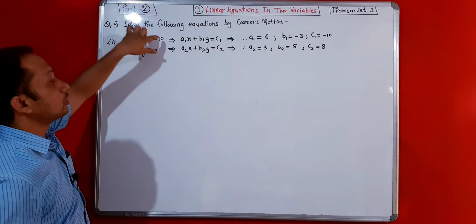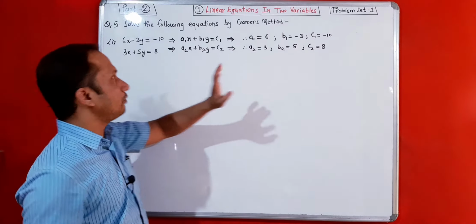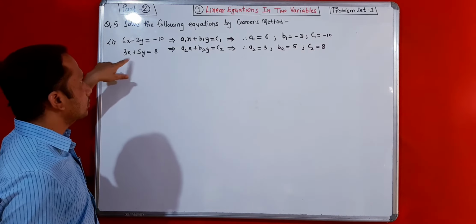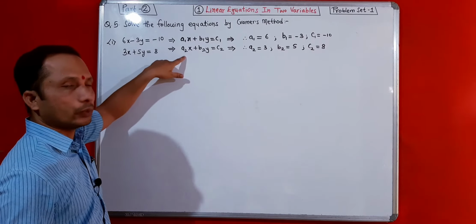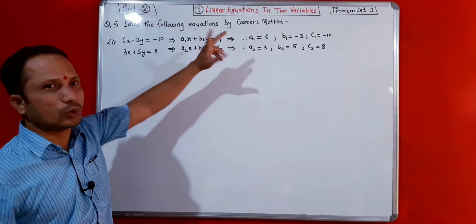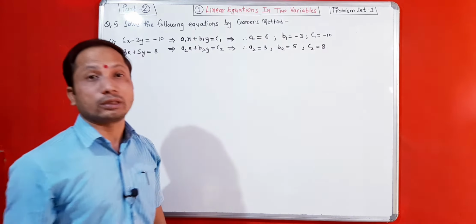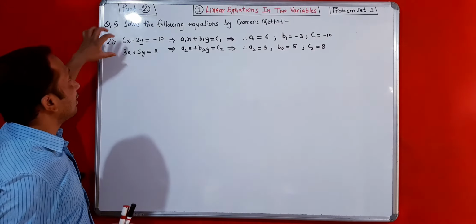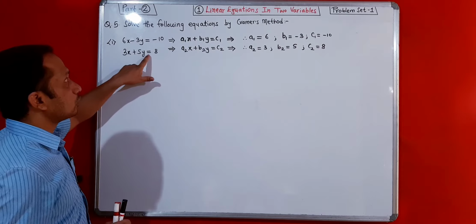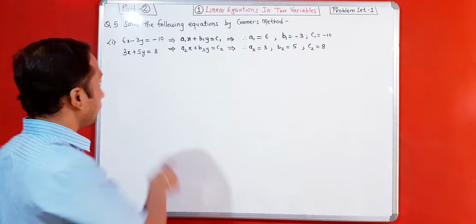6x minus 3y is equal to minus 10. Compare with a1x plus b1y is equal to c1, and 5x plus 3y equals 8, compare with a2x plus b2y is equal to c2. You just do like this because it is very efficient to get the accurate solution when you proceed by Cramer's method. Actually minus 8 becomes plus on the RHS, so I have taken it on the RHS.